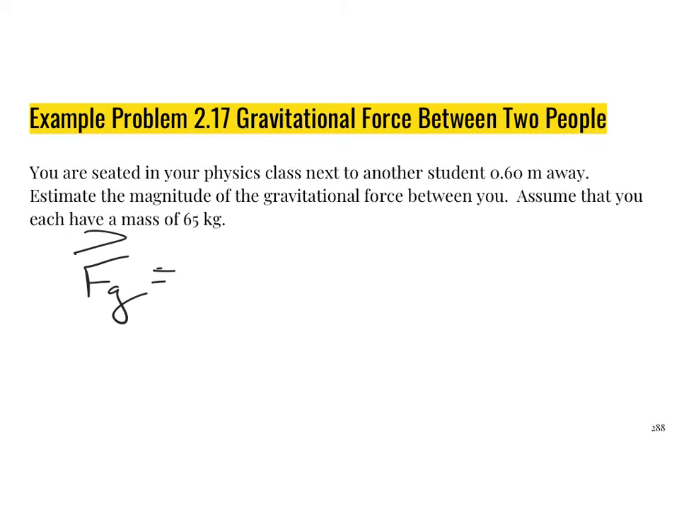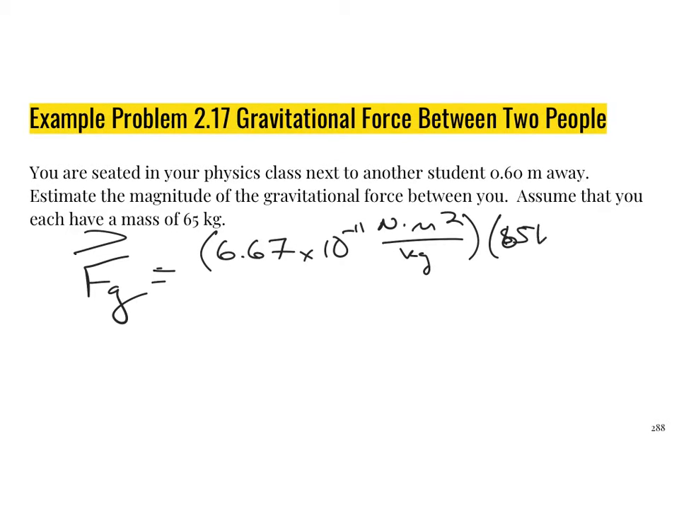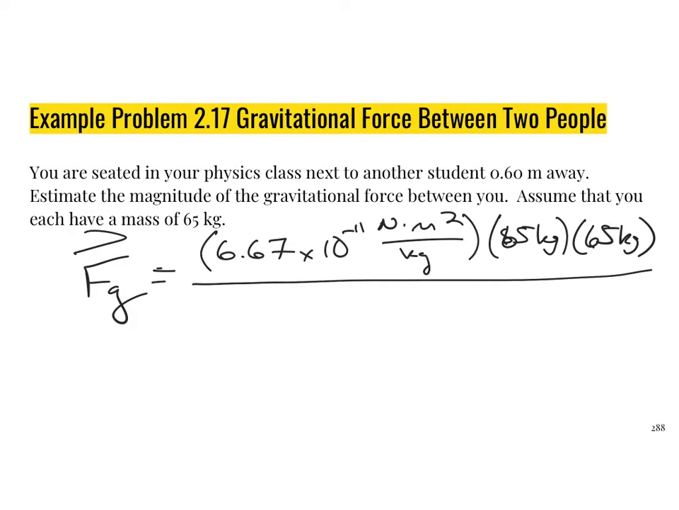So it's G, which is Newton's gravitational constant, 6.67 times 10 to the negative 11th newton meter squared per kilogram squared, times the mass of the first student, which is 65 kilograms, times the mass of the second student, which is also 65 kilograms. That's right around 130, 140, 150 pounds. All divided by 0.60 meters, and of course that quantity is squared. So that's all we're saying.